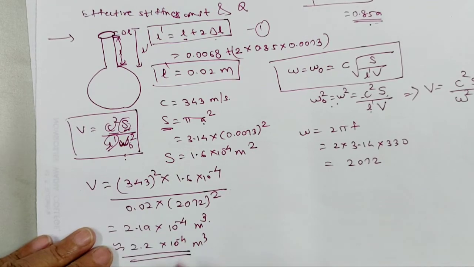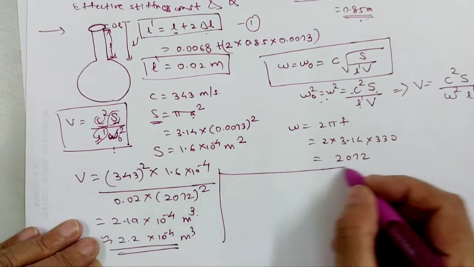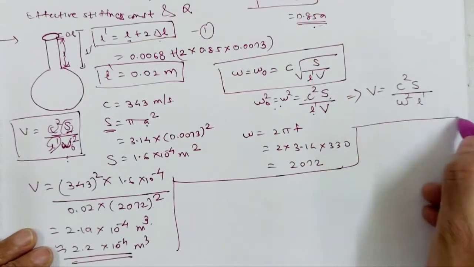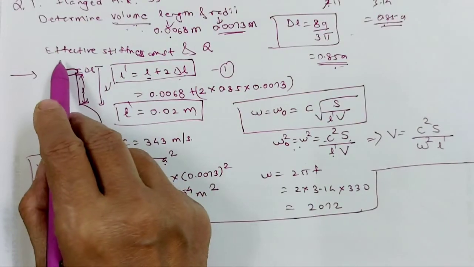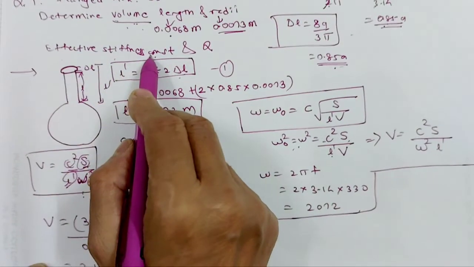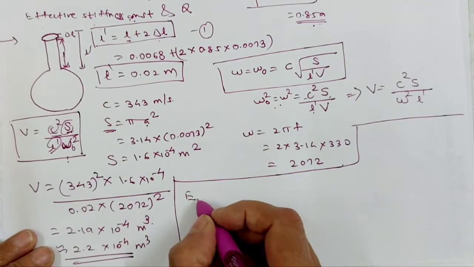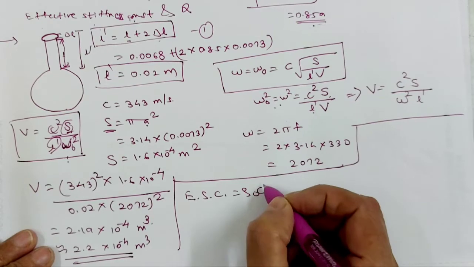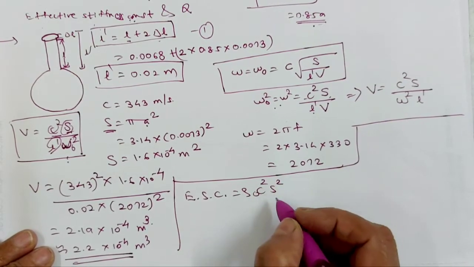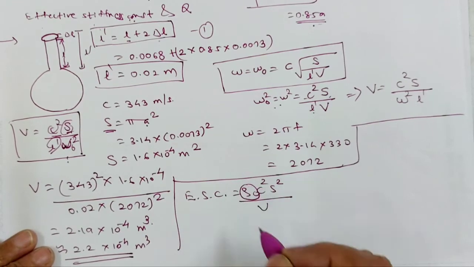Check these answers. Purposely I will make something wrong to verify whether your attention is there or you are just acting. Done. Next, what I wanted next is the effective stiffness constant. What is the formula for effective stiffness constant? Effective stiffness constant is rho 0 C square S square divided by V. Now keep this rho 0 as it is. The answer should be in terms of rho 0, no issues.